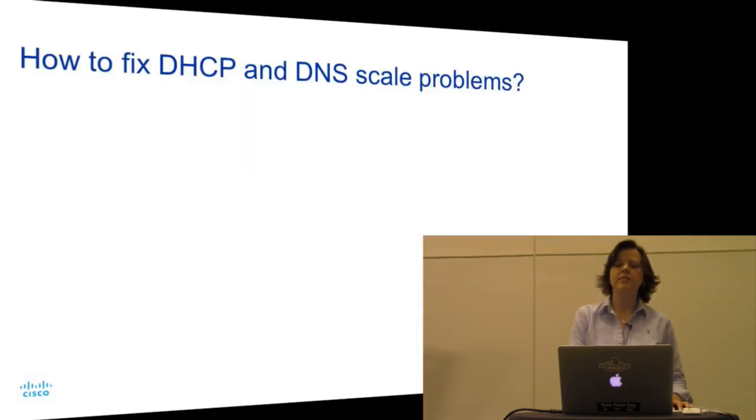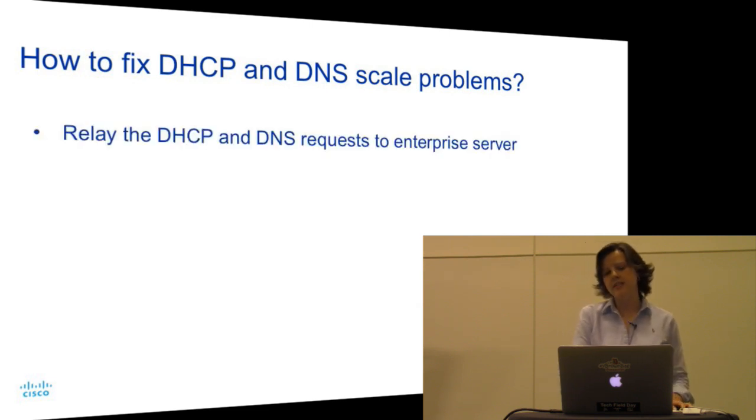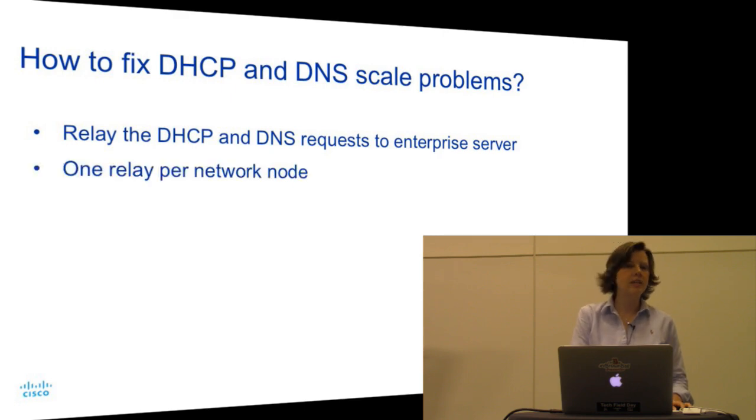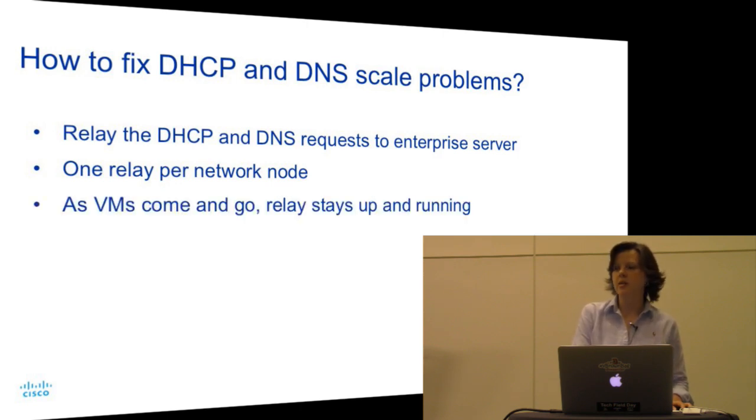So how do we plan to fix these DHCP and DNS scale problems? One way we could do it is to relay the DHCP and DNS requests to an enterprise server. We could have 1 relay per network node, thus eliminating the process overhead that we see with dnsmasq. And as virtual machines come and go, the relay would stay up and running so that there would be no outage.